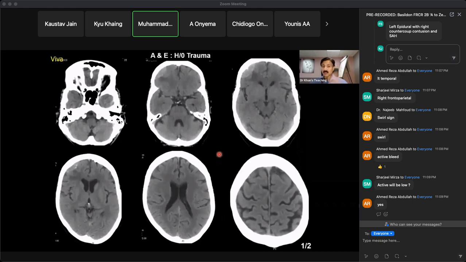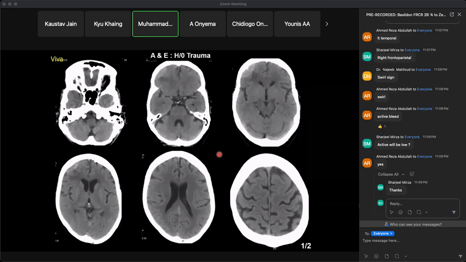Yes, please. A&E, history of trauma. So there is an acute or rather subacute kind of extradural hematoma on the right inferior frontal lobe. Extradural hematomas are not subacute. Extradural hematomas will always be acute. Yeah, the density looked slightly less to me than my liking, so that's what I was thinking. But that's a very good thinking.